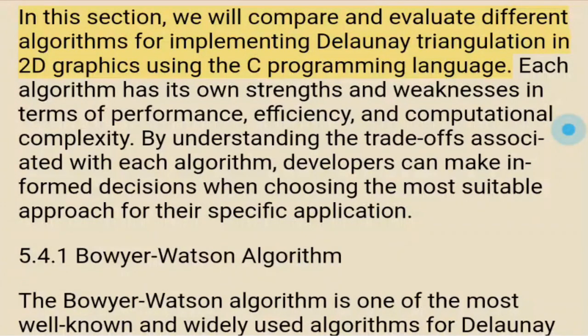5.4 Comparison of different algorithms. In this section, we will compare and evaluate different algorithms for implementing Delaunay triangulation in 2D graphics using the C programming language. Each algorithm has its own strengths and weaknesses in terms of performance, efficiency, and computational complexity. By understanding the trade-offs associated with each algorithm, developers can make informed decisions when choosing the most suitable approach for their specific application.